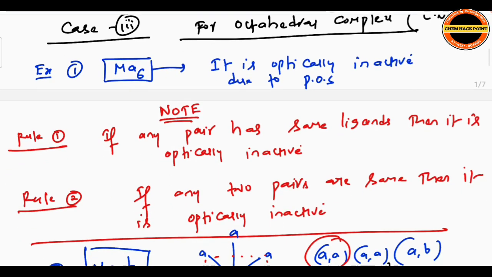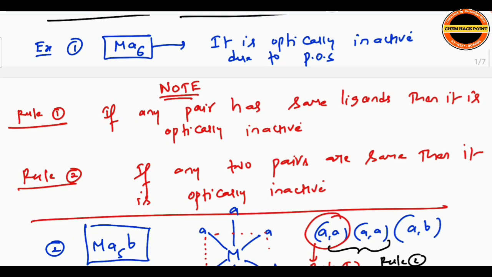For identification of optical isomerism, there are 2 important rules. Rule number 1: if any pair has the same ligands, then it is optically inactive. Rule number 2: if any two pairs are the same, then it is optically inactive. Keep in mind these two rules. If any one rule is satisfied, then the structure is optically inactive.